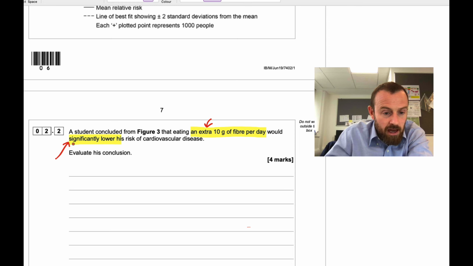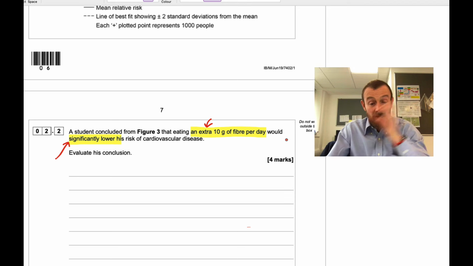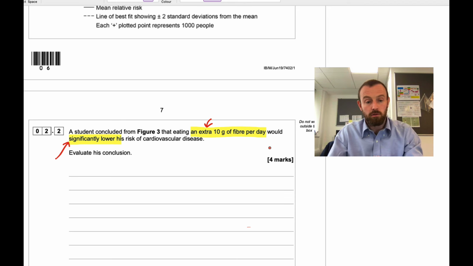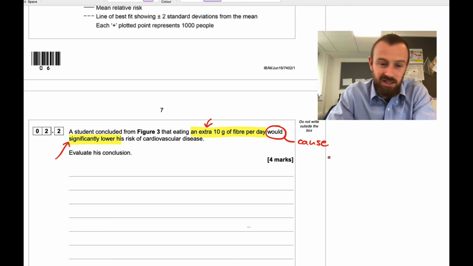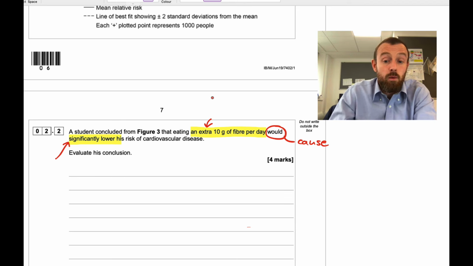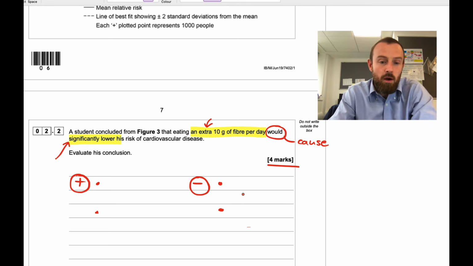So we want to be looking at error bars. Another thing, this student is saying that if I do eat this fiber, it will lower the risk. That is to do with cause, but remember, this is maybe not cause, this is correlation. So there are some things to pick up in the sentence there. When looking at an evaluate question, we want to have some things for and some things against, maybe 2 points for and 2 points against. You might go as far as 3 for and 3 against, just to make absolutely sure you get all the marks you deserve.